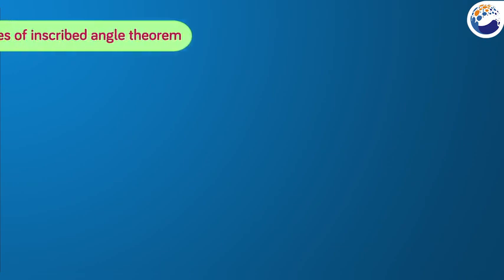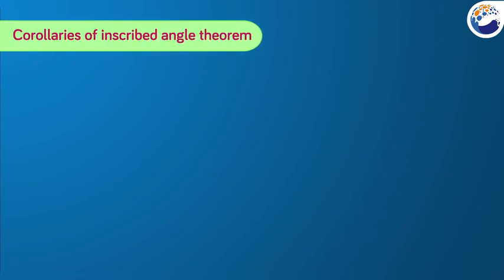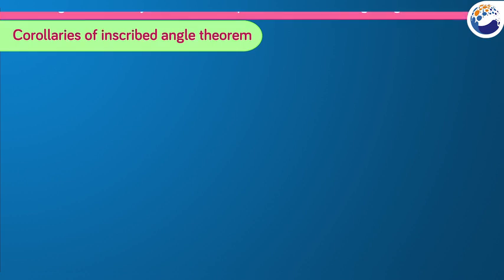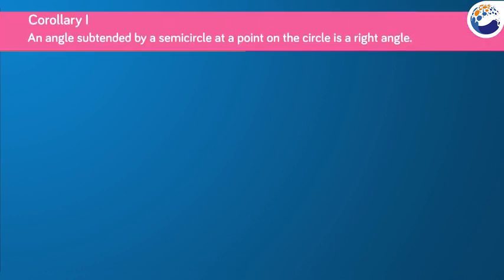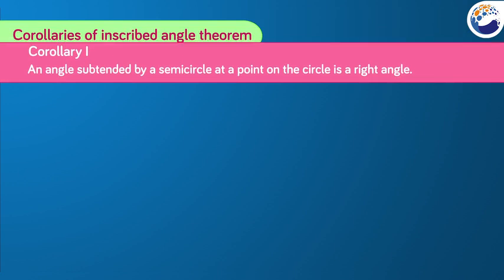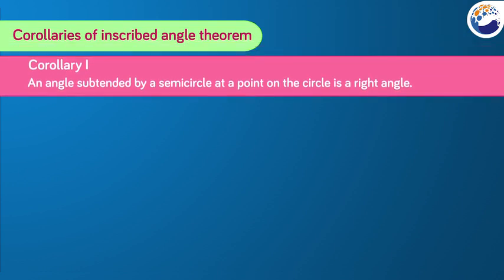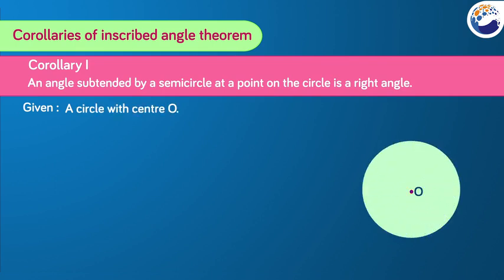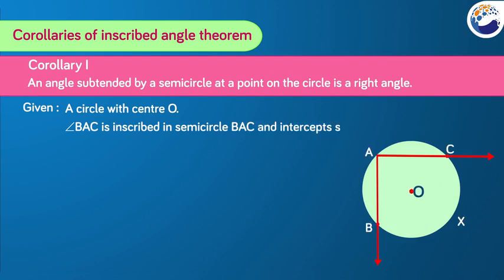Corollaries of inscribed angle theorem. There are two corollaries. Corollary 1. An angle subtended by a semicircle at a point on the circle is a right angle. Given a circle with center O, angle BAC is inscribed in semicircle BAC and intercepts semicircle BXC. To prove, angle BAC is equal to 90 degree.